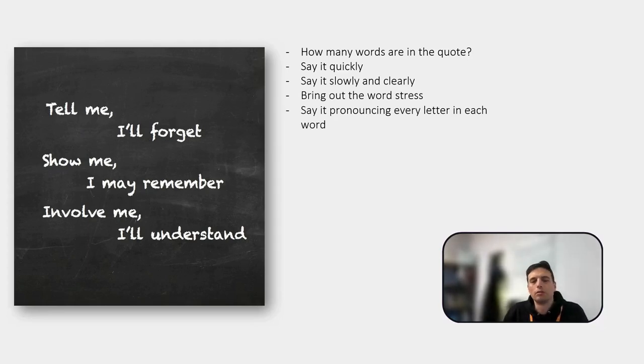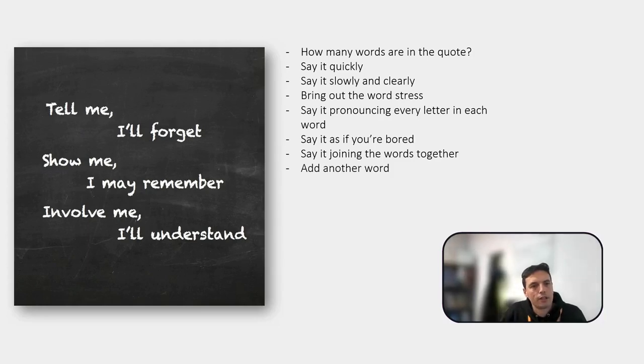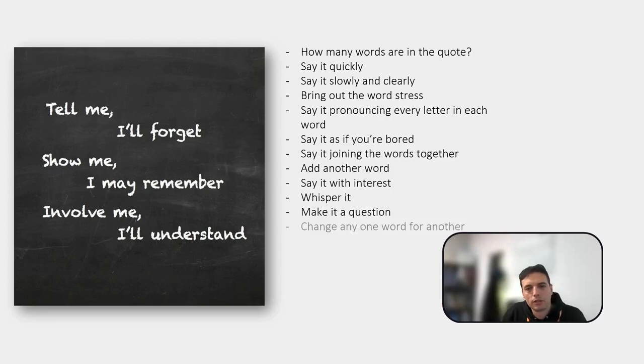Get them to say it as quickly as they can, slowly and clearly, bringing out the word stress, pronouncing every letter in each word, or maybe not including connected speech and then including connected speech in order to highlight how weird it sounds if you don't use connected speech. Saying it as if you're bored, so bringing in intonation, saying it joining the words together. Adding another word, so maybe "Tell me, I'll definitely forget." And then continuing with that, saying it with interest, whispering it, turning it into a question, changing one word for another word, again using intonation, saying it happily.